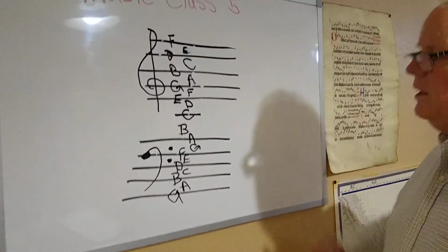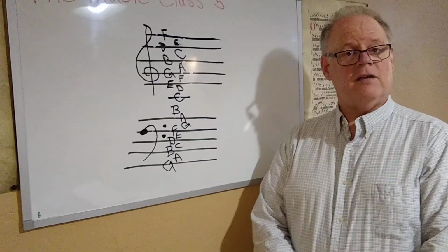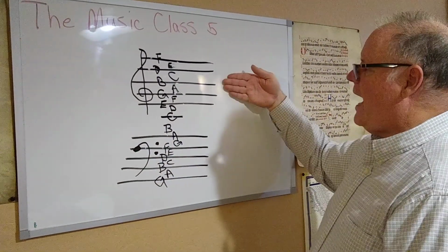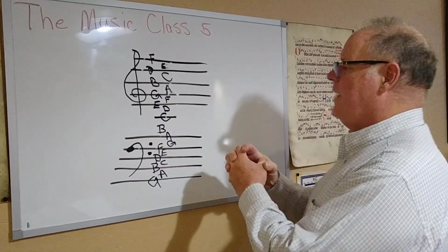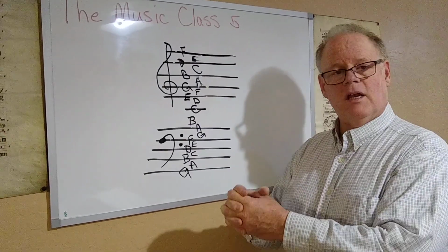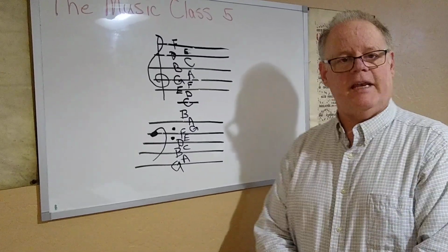This is it. This is your staff. And in the next class, when we meet, we're going to put our notes on the staff, and we're going to tie together how the name of the note is whatever name the line or space it's sitting on. We're going to tie all that together the next time.